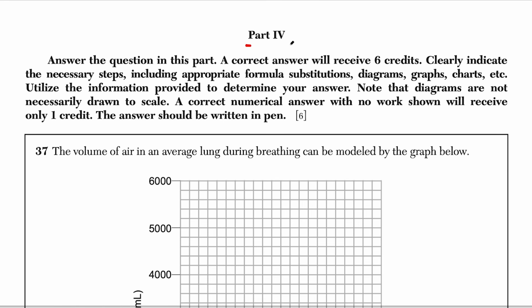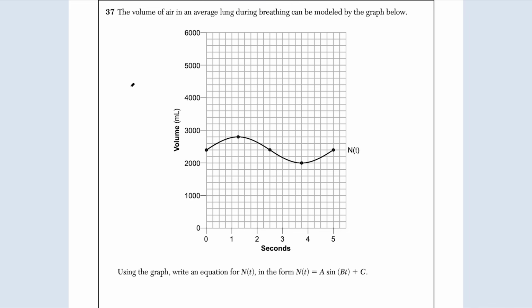So now we move on to part 4, which has our final question, and that question is worth 6 credits. Question 37 has 3 parts, but first up here we have the volume of air in an average lung during breathing could be modeled by the graph below, and we have to use this graph to write an equation for n of t, where n of t is equal to a sine of bt plus c.